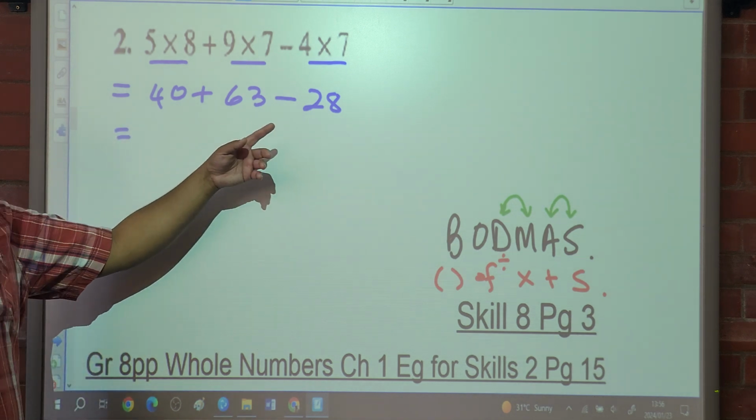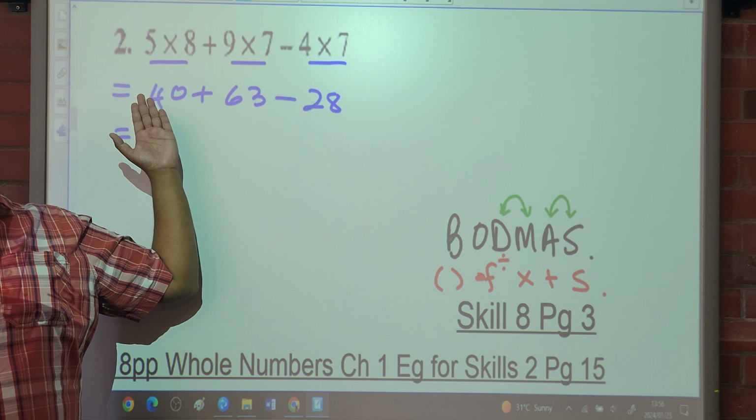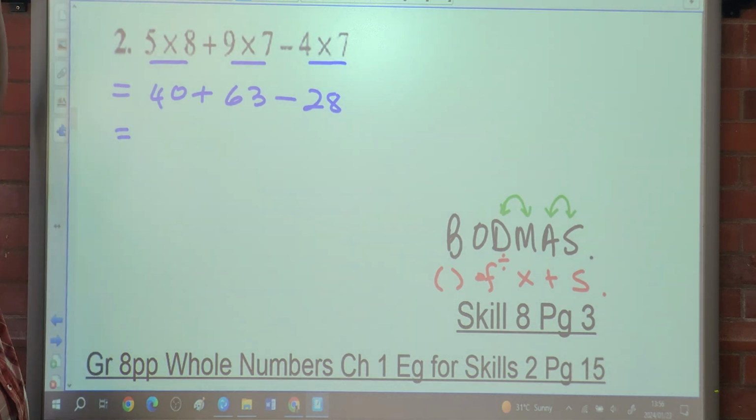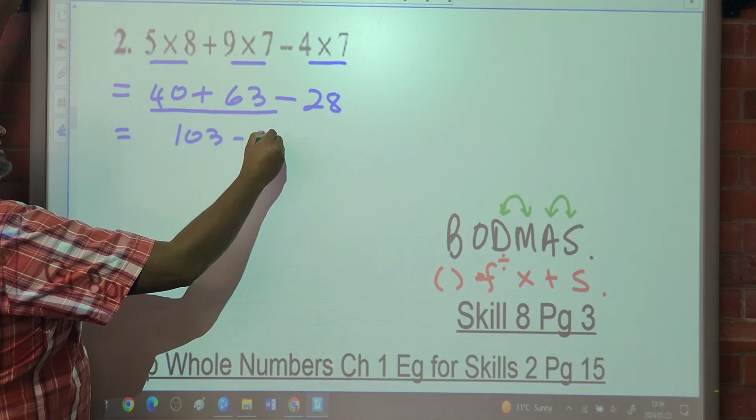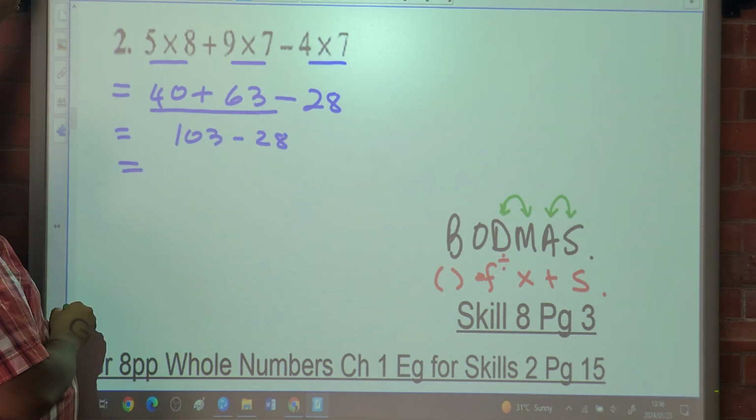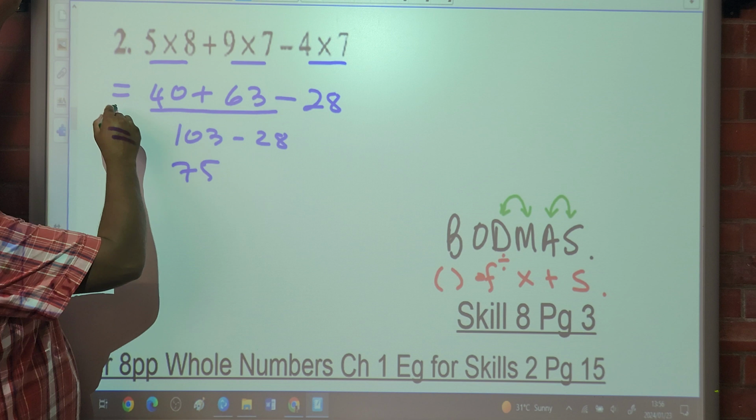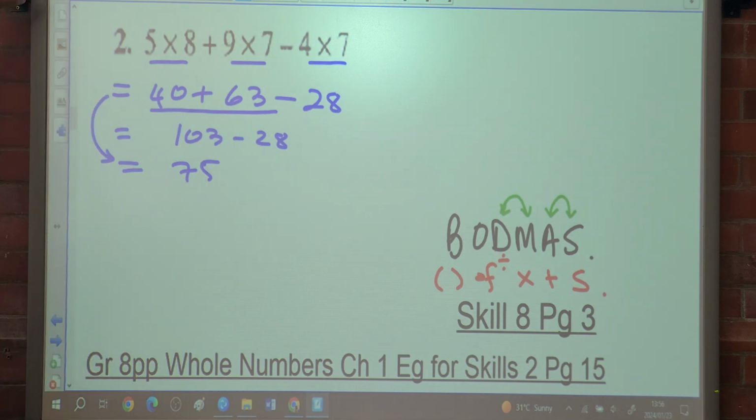So here's addition and subtraction. What must be done first? Addition. So 40 plus 63? 103 minus 28? 75. Or we could have gone from there straight into there. Still 4 marks. Okay?